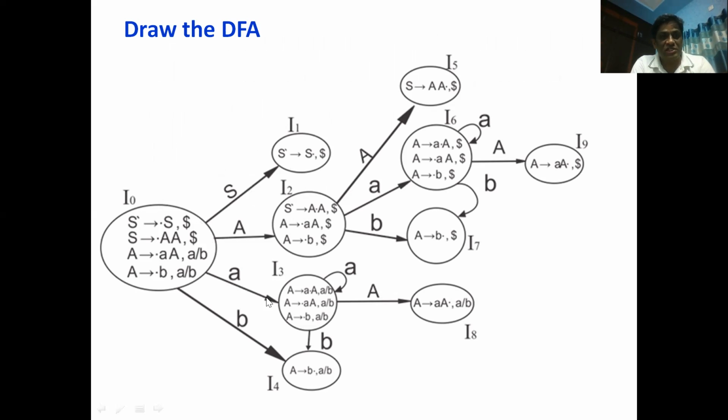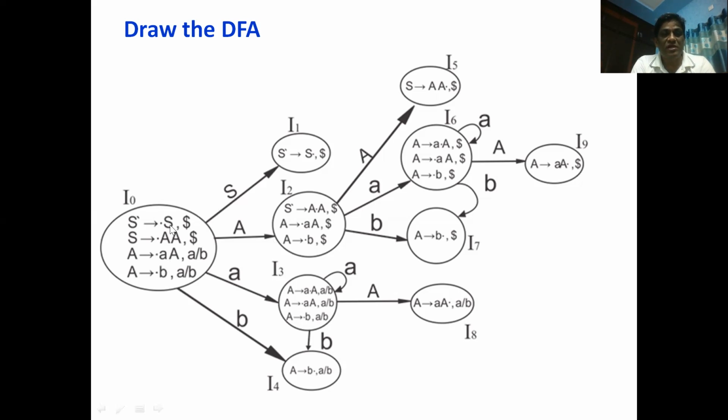So this is I naught, and for every symbol after the dot, for each production, we produce a new transition on that symbol. The first production has capital S after the dot, so a new transition will be added on capital S. This contains capital A after the dot, so a new transition will be added on capital A. The symbol is small a after the dot, so a new transition is added on small a. Here it is small b, so a new transition is added on small b.